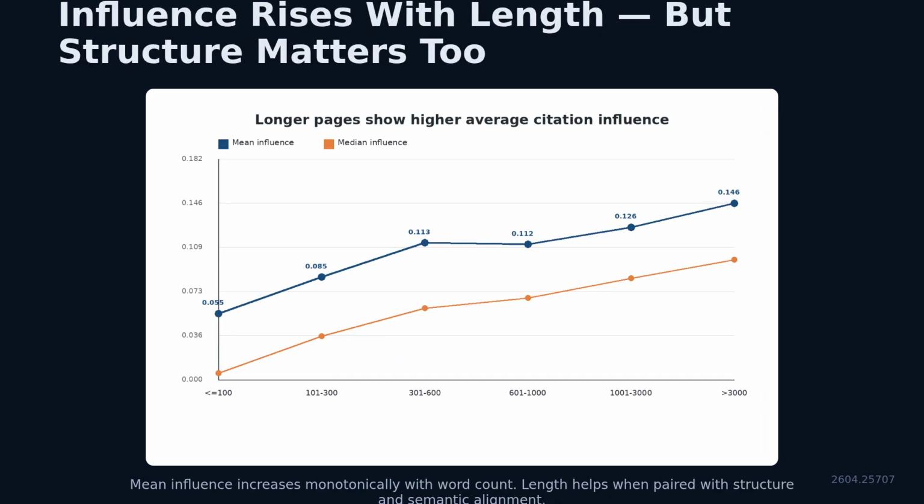The word count trend shows monotonic improvement in mean influence as pages get longer, up to about 3,000 words, where there's a modest plateau. But the authors are careful to note this is not a simple rule that longer always wins. Length only helps when it comes with usable structure, semantic alignment, and evidence density. A long page full of boilerplate or repeated navigation menus will not score well. The value is in organized, extractable content, not raw volume.